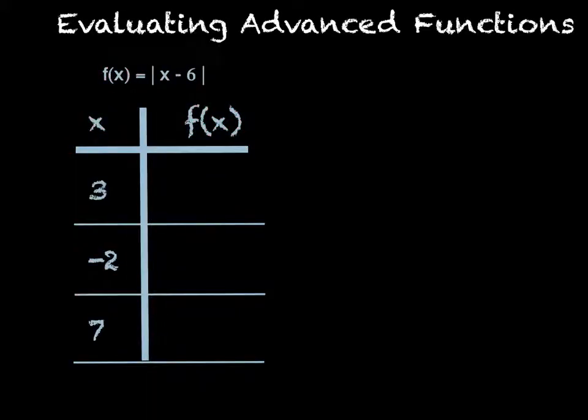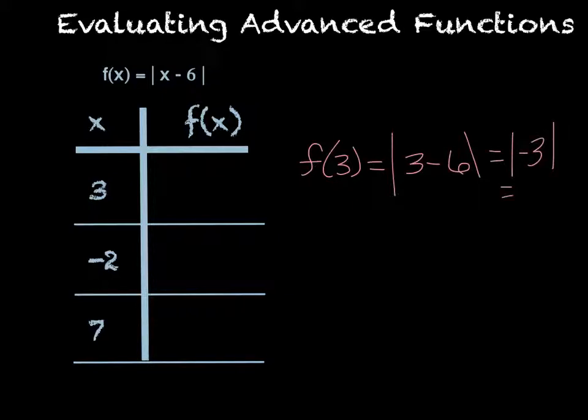Now this next one is an absolute value function. So we have f of x equals the absolute value of x minus 6. So we do the same thing. So I'm going to put in f of 3. So that would be the absolute value of 3 minus 6, which is the absolute value of negative 3. But I know that the absolute value of negative 3 is positive 3. So f of 3 is 3.